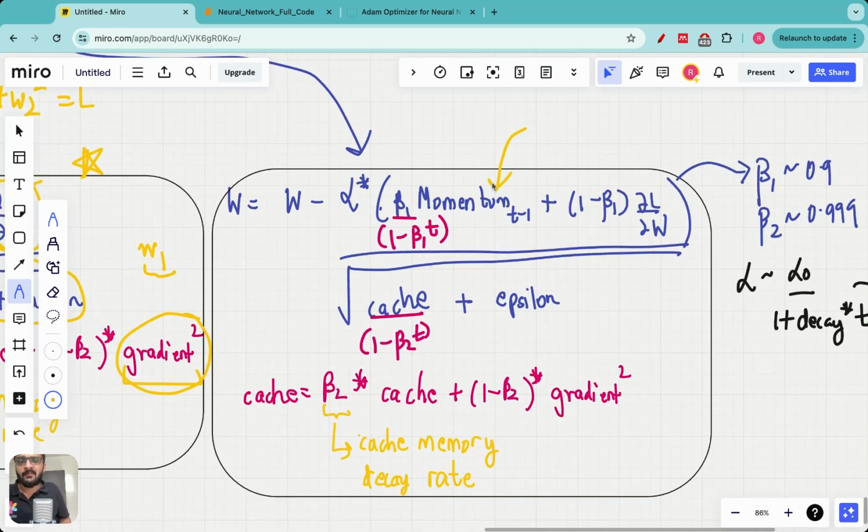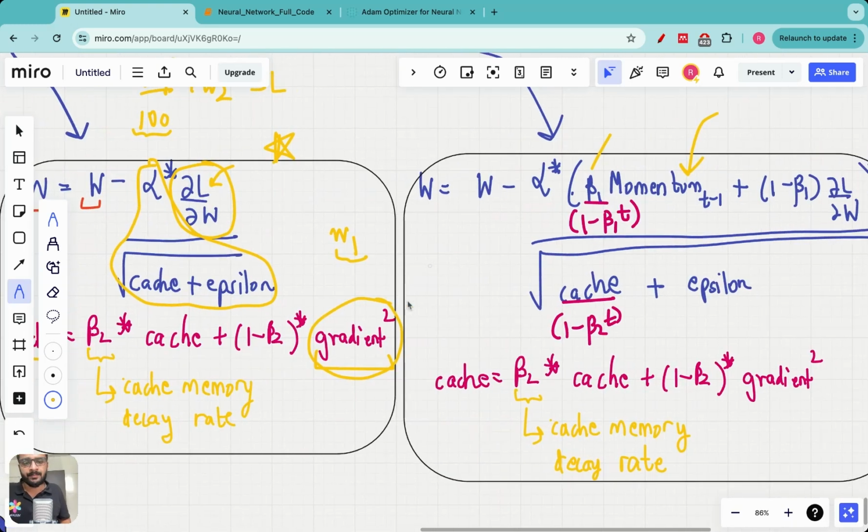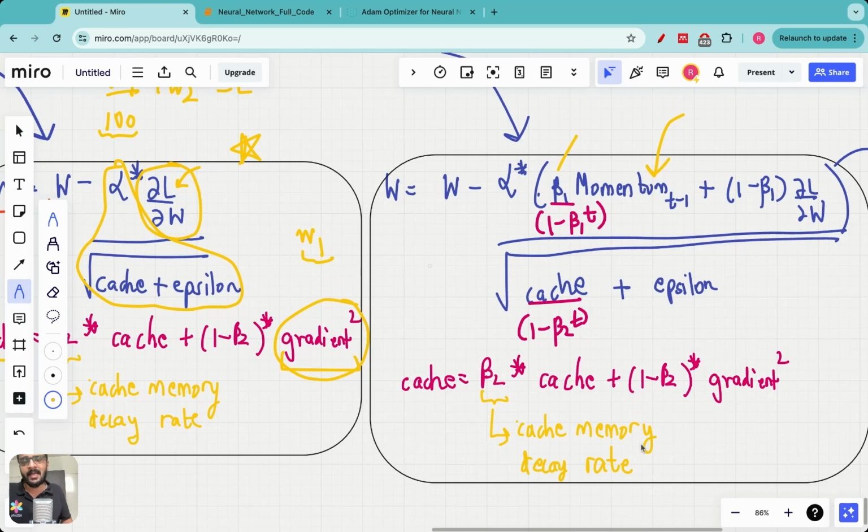For the gradient, the factor which we'll use is beta 1, which controls how important the past is. And for finding the adaptive step sizes in the cache term, the factor will again be beta 2, which is called the cache memory decay rate. So this is the Adam optimizer.